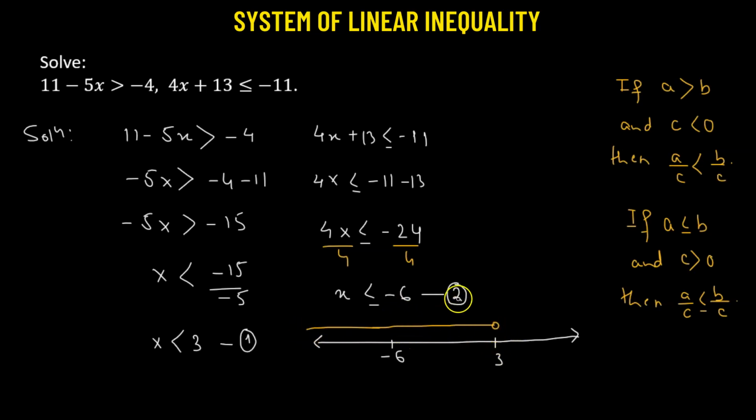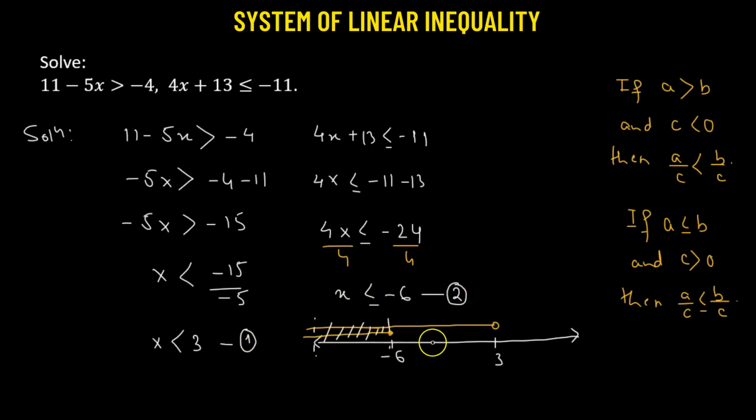Then in the second case, we have x less than or equal to negative 6. So we'll consider all the values of x, including x equals negative 6, and less than negative 6. Its solution is going to lie to the left of x equals negative 6. Now we'll have to find a common region. So this is the common region. This is the solution. This is the value of x which is going to satisfy both 1 and 2.